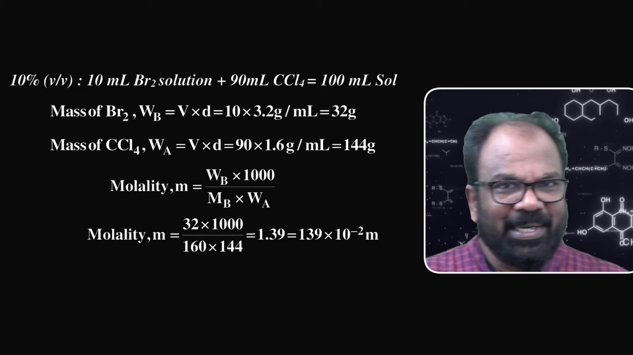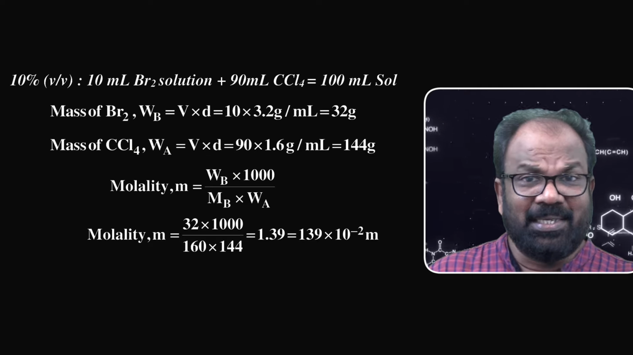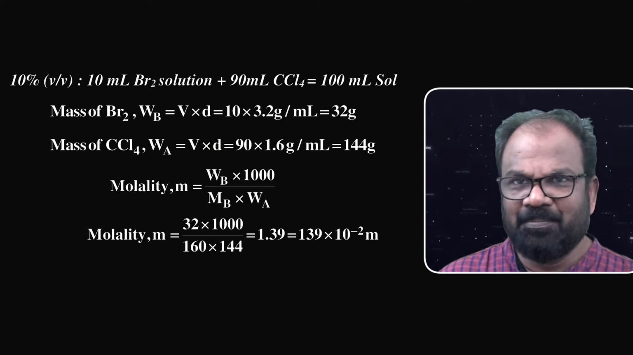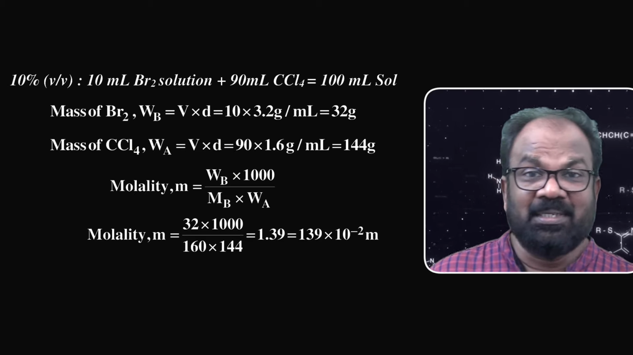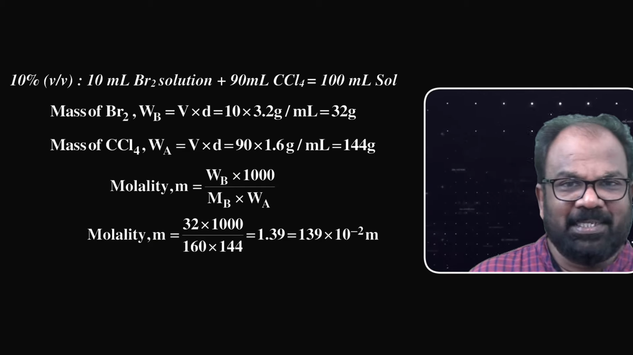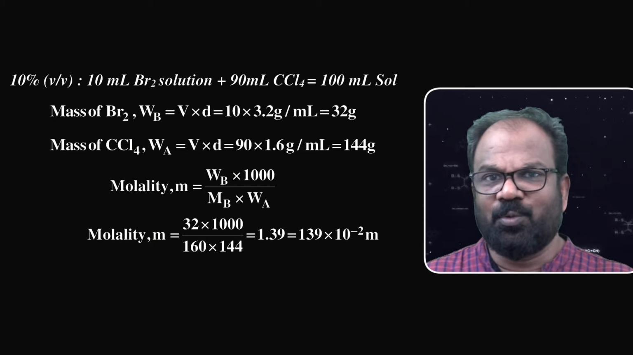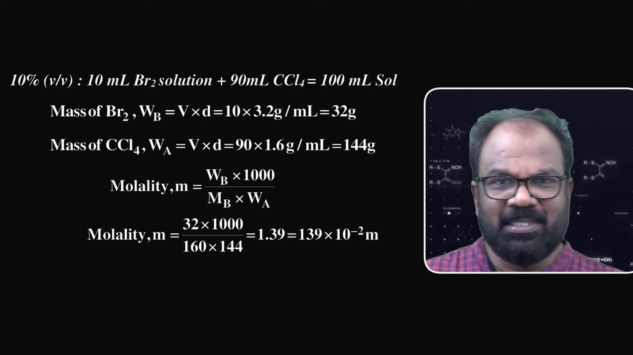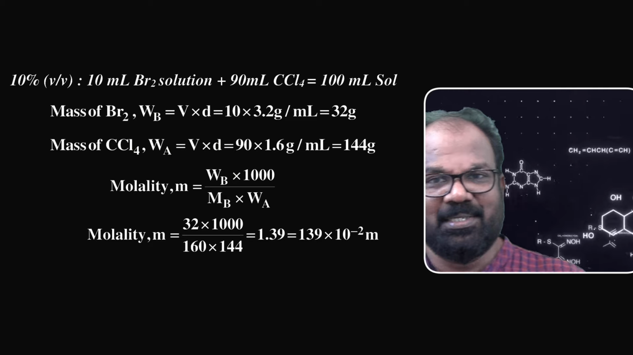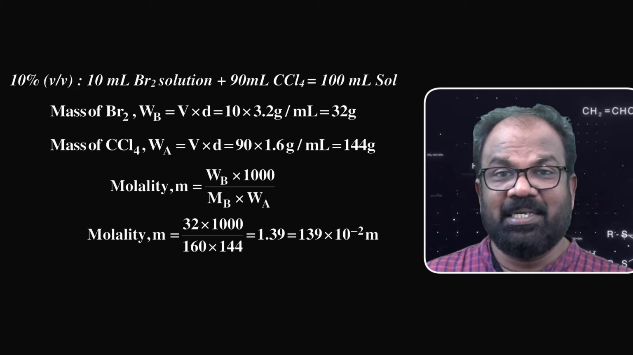Listen here, 10% V by V solution means 10 ml bromine plus 90 ml CCl4 gives 100 ml solution. Now we can find out mass of bromine, that is equal to volume of bromine into its density. Volume of bromine is given as 10 ml and density is equal to 3.2, that is equal to 32 gram, that is represented as WB. Then we can find mass of CCl4. It is also equal to volume into density. Volume of CCl4 is 90 and its density is 1.6, that is equal to 144, which is represented as WA.